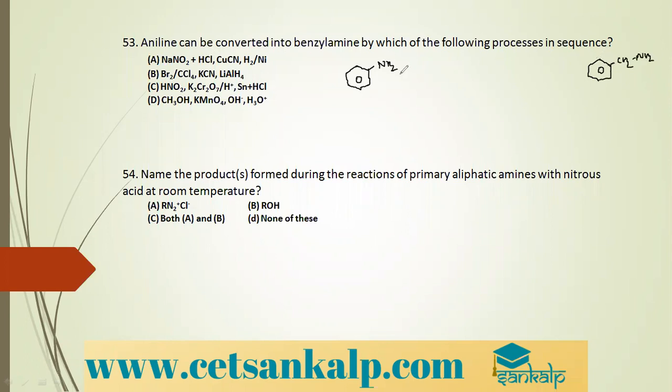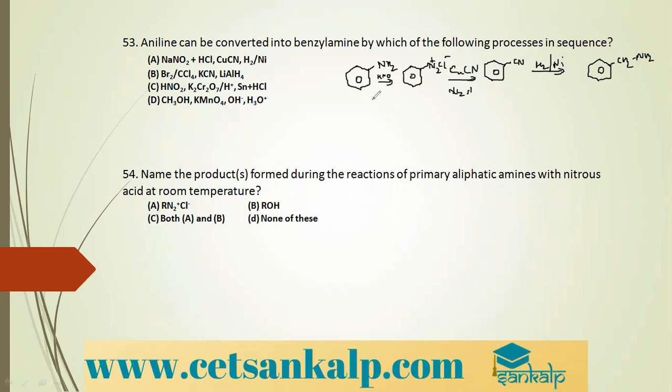Let us start with the first one. NaNO2 and HCl is nothing but nitrous acid. With nitrous acid, we know we get benzene diazonium chloride, N2 plus Cl minus. Then it is treated with CuCN. With CuCN, Sandmeyer's reaction type, we get CN here. N2 comes out and CuCl comes out. Then further they have said H2 in presence of nickel. Cyanide with this, we get CH2NH2. Yes, here itself we get benzylamine. So this is the correct option.